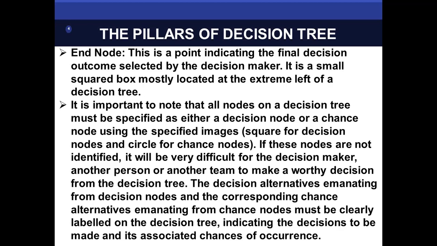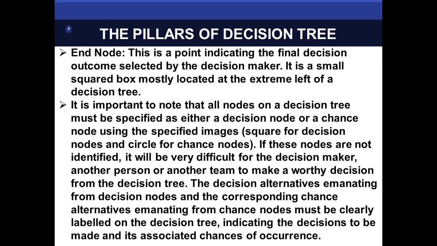It is important to note that all nodes on a decision tree must be specified as either a decision node or a chance node, using the specified images: square for the decision node and circle for the chance nodes. If these nodes are not identified, it will be very, very difficult for a decision maker or for a reviewer to be able to make a worthy decision from the decision tree. It will be very cumbersome for another person looking at your decision tree to arrive at the same decision you arrived at if the decision nodes and the chance nodes are not clearly represented using their respective diagrams.